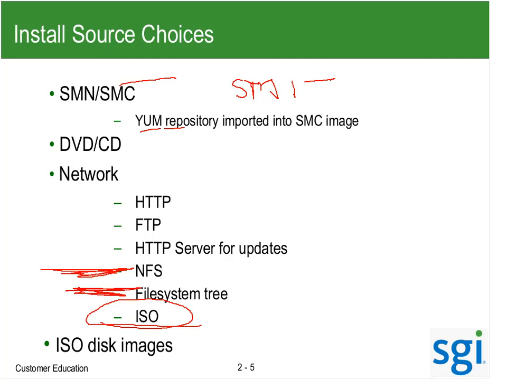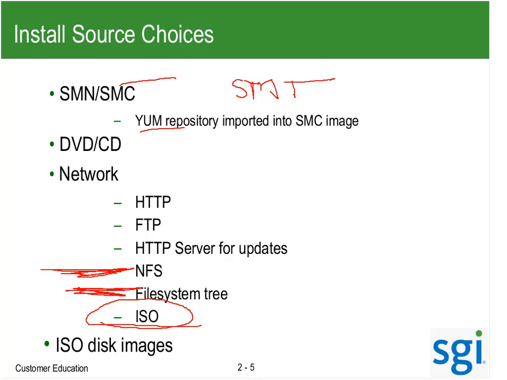So basically, we download the repository from Novell with SMT mirror credentials, put that SMT repository under YUM control with crepo, and then with the management center, use that repository as our payload to build our images from. And then when we're building UVs, the UVs should be pointing to that YUM repository that's on the SMN. But we're not doing it that way in this class.